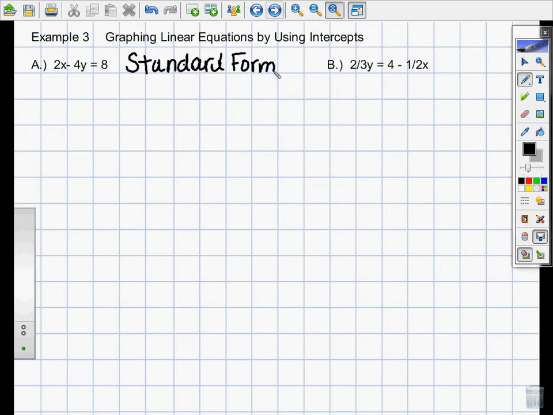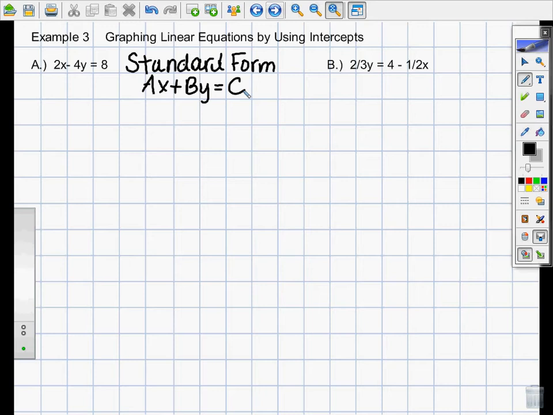And as you can remember, standard form is ax plus by equals c. I'm emphasizing that. I'm going to say that over and over again like a broken record until we get it memorized and it's innate inside of each of us.